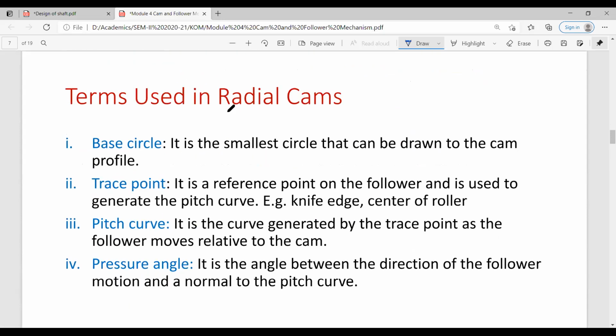Now, terms used in radial cam. These terms are very important. You know that the follower takes the motion from the cam by being in direct contact with the cam surface. So obviously the cam surface, which is known as the cam profile, is going to decide the type of motion of the follower. Just a second.